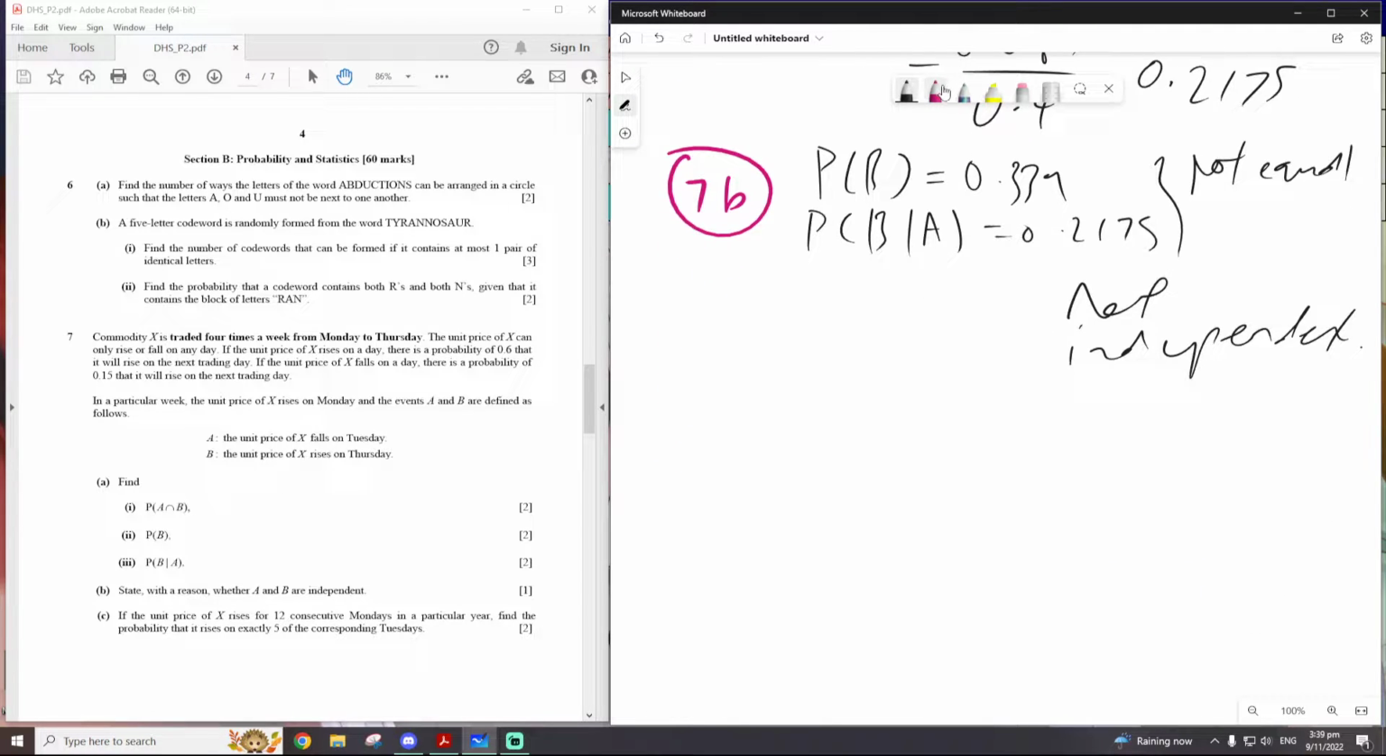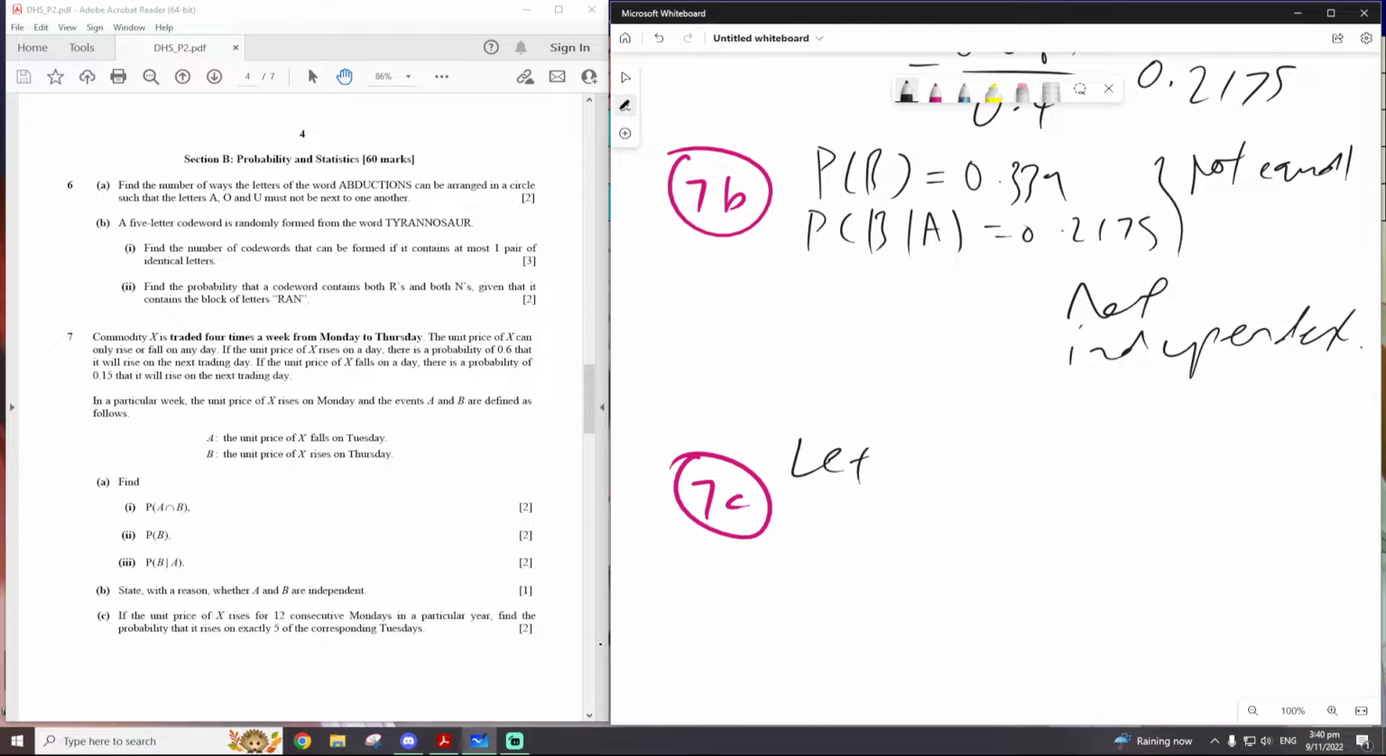If the unit price of X rises 12 consecutive Mondays in a particular year, find the probability that it rises on exactly 5 of the corresponding Tuesdays. Alright, so I hope many of you realize that this is actually a binomial distribution. We're not going to calculate a conditional probability here because we are just given that it is 12 consecutive Mondays. We don't need to find the probability that it is 12 consecutive Mondays.